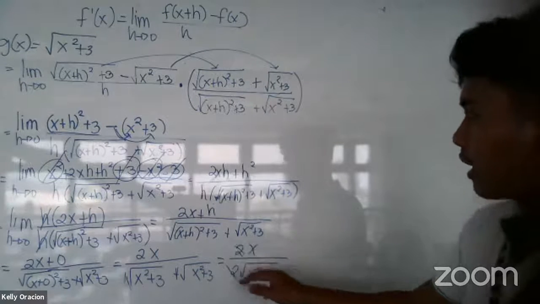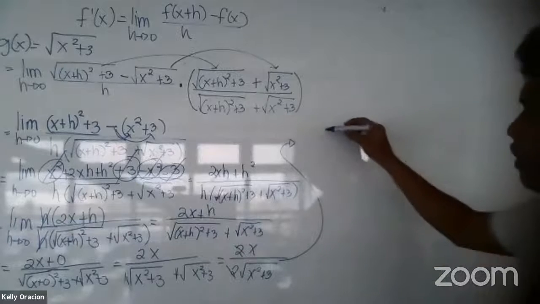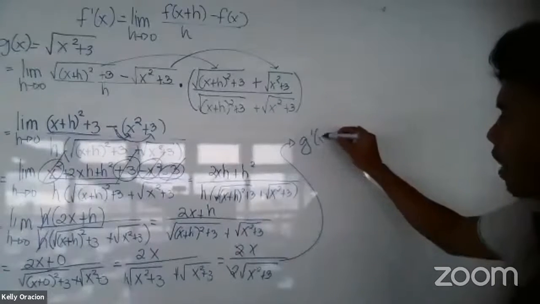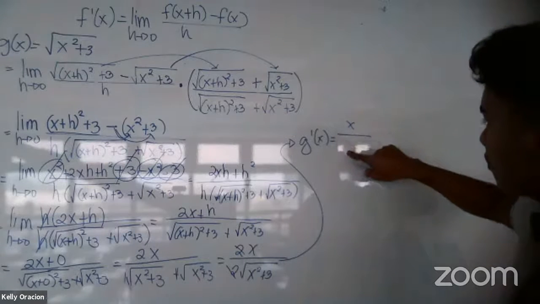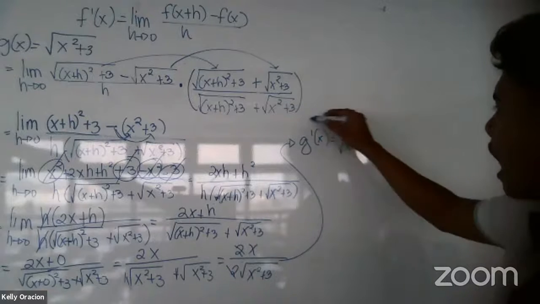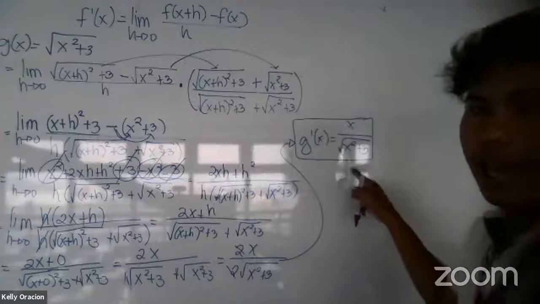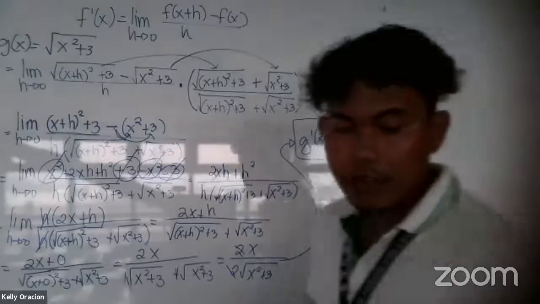And then cancel, cancel. The final answer will be g prime of x is equal to x over the square root of x squared plus 3. And this is now the final answer of your assignment. Okay? So copy it.